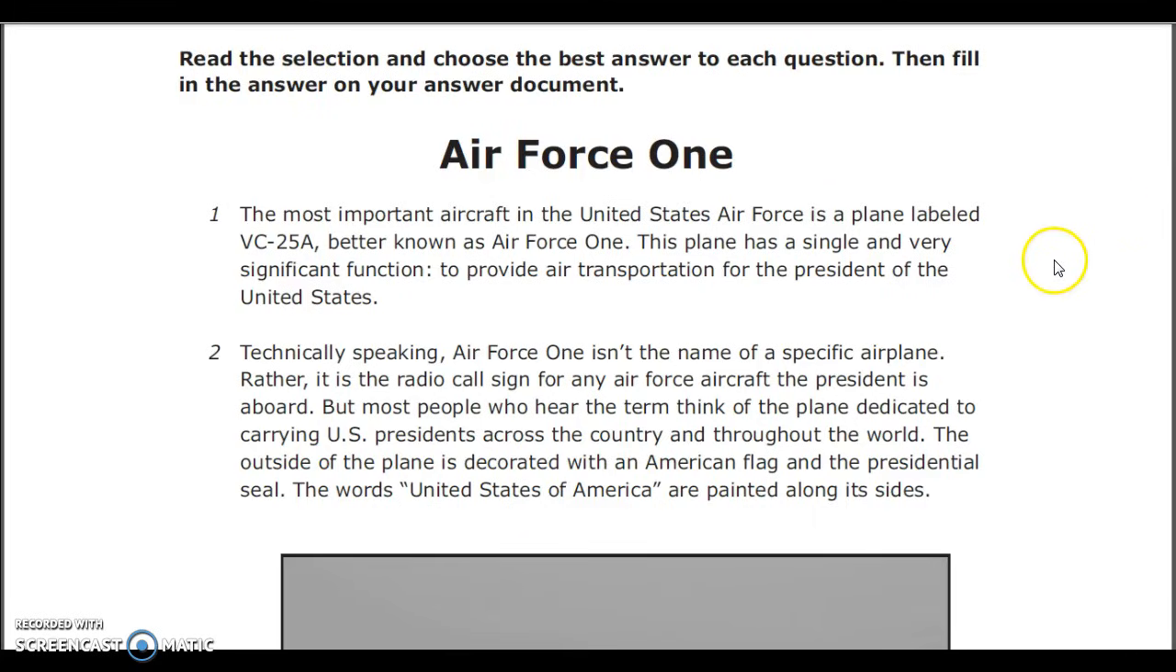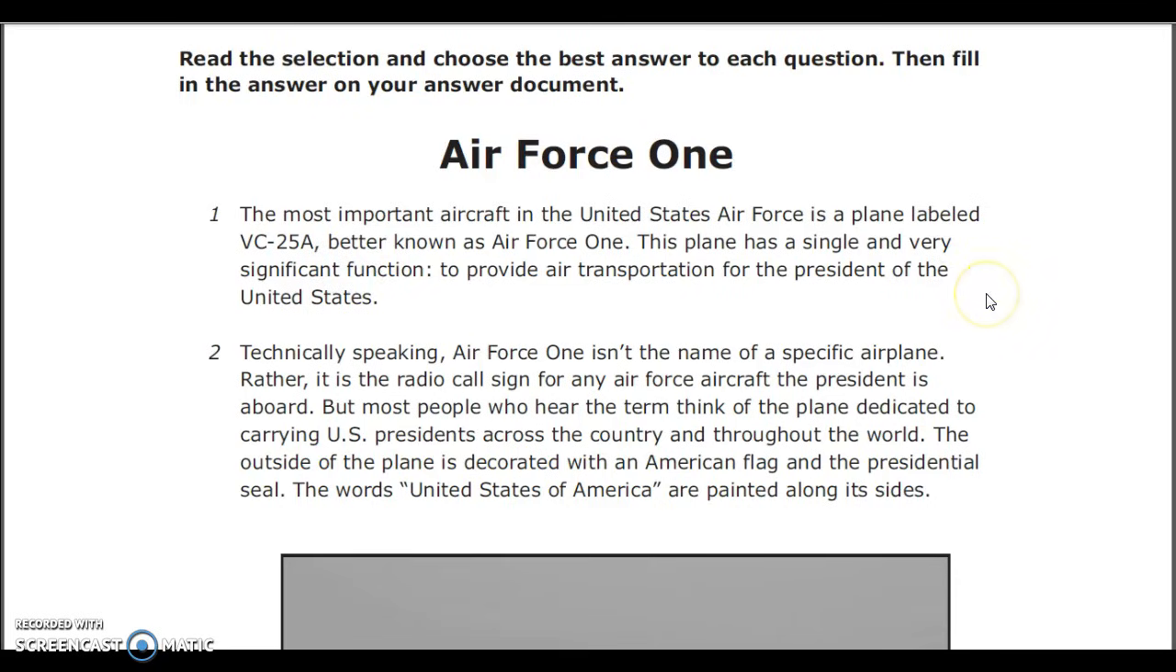In the first paragraph it says, the most important aircraft in the United States Air Force is a plane labeled VC-25A, better known as Air Force One. This plane has a single and very significant function, to provide air transportation for the President of the United States. So the first thing I notice is here's a thesis statement. The most important aircraft. That's opinionated, right? So there's a thesis. And then what is this going to be about? Well, the significant function of Air Force One, which is providing transportation for the President of the United States. So I know the rest of this article is going to tell me about the different types of services it provides for the President, or functions might be a better word.